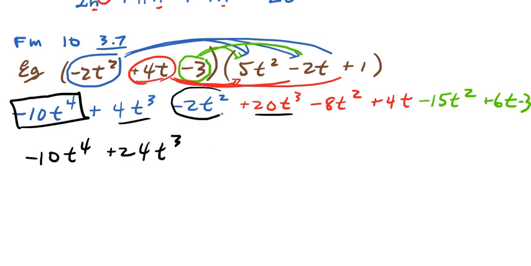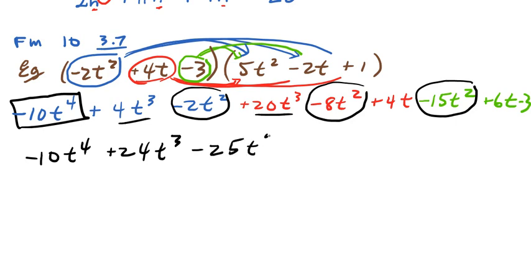Good. Now a squared term. Is there any other squared term? Oh, there's another one. Is that it? Oh, we've got one more here, don't we? Okay, so negative 2 plus negative 8 would be negative 10, minus 15 is negative 25t squared. Remember, when you add or subtract, you don't change the exponents on the variables, only when you multiply or divide.